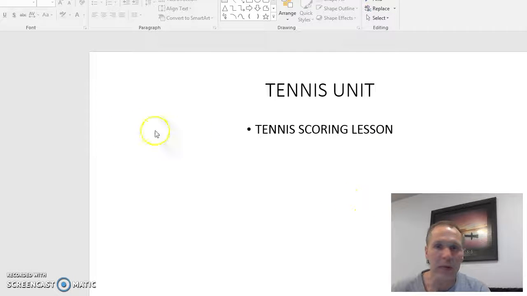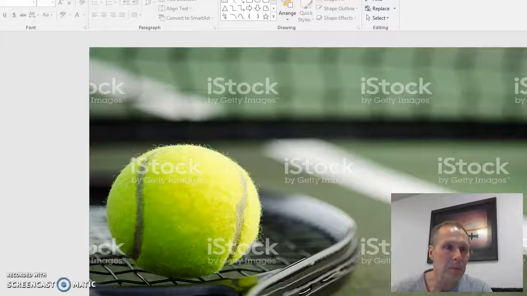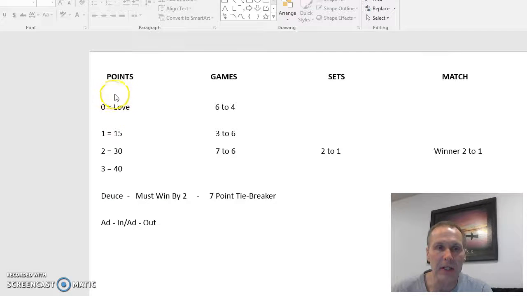Today in PE Fitness 9, our freshman class for fitness, your instructor Mr. Bierman will be conducting a tennis unit. The tennis unit will be going over a tennis scoring lesson. Previously in the tennis unit we discussed some of the terminology. Today for the scoring lesson, the lesson involves points, games, sets, and match.